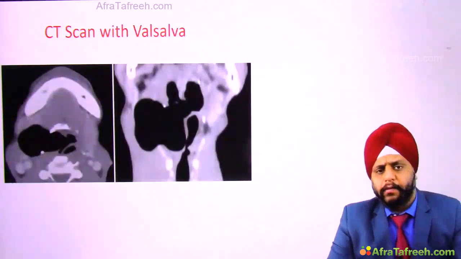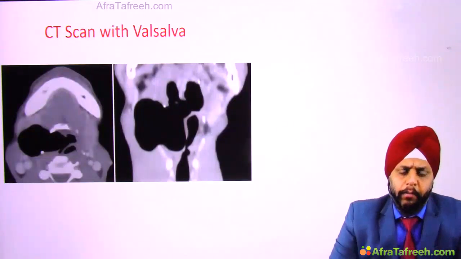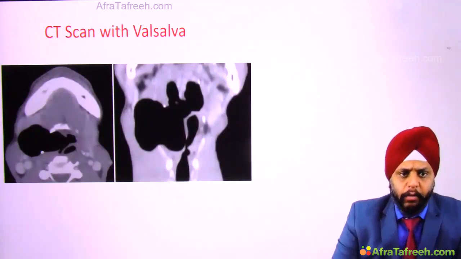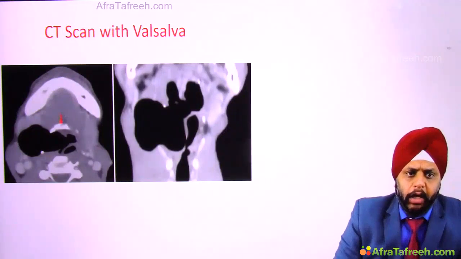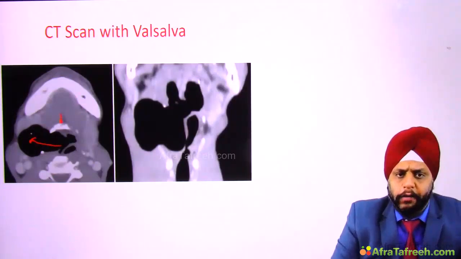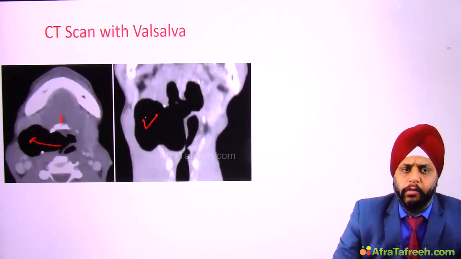This is the CT scan of a patient of laryngocele done in Valsalva maneuver. You can see that this is the thyroid cartilage and this laryngocele is going outside of the neck. It's a case of external laryngocele. Here also you can see.